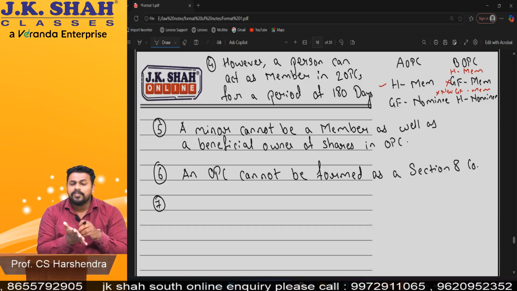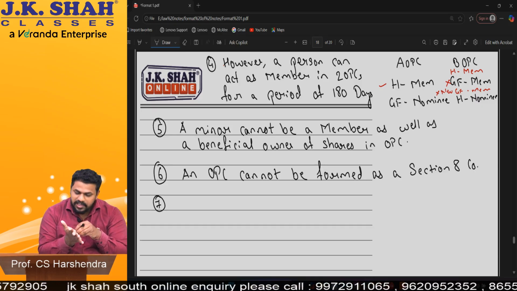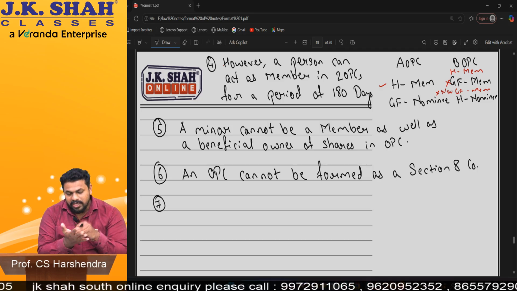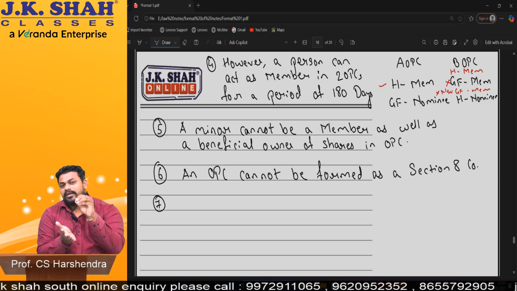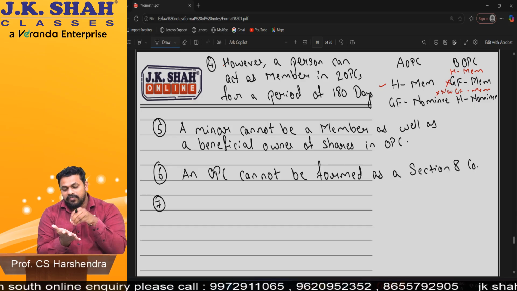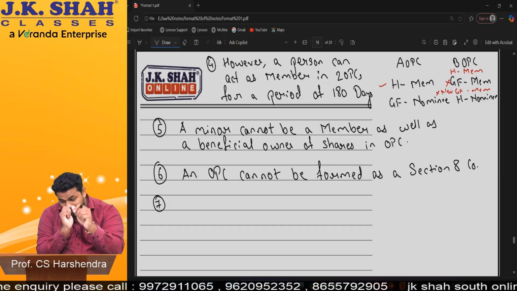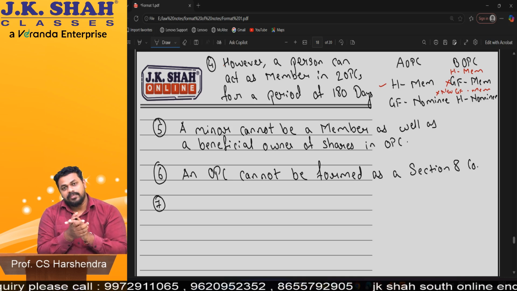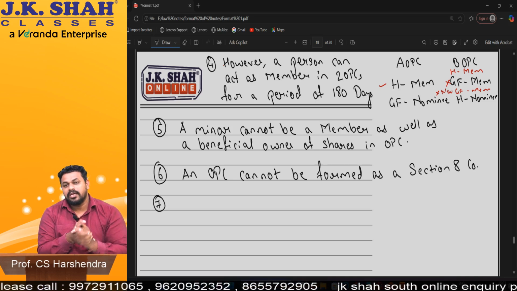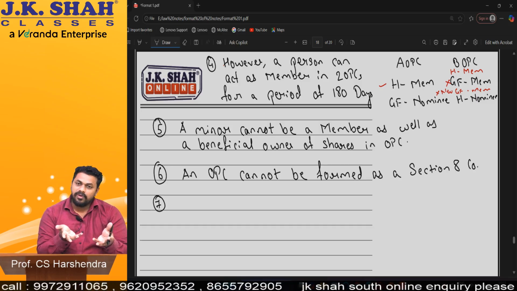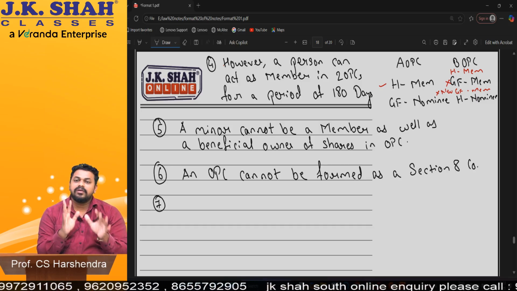Sir, why can't an OPC be formed as an investment company? Because there are many reasons. But if I say one of the priority reasons, it is that if you want to form an investment company as per incorporation rules, it should mandatorily be a public company. OPC is which type of company? Private company. So obviously you cannot form it as an investment company. Am I clear with this?